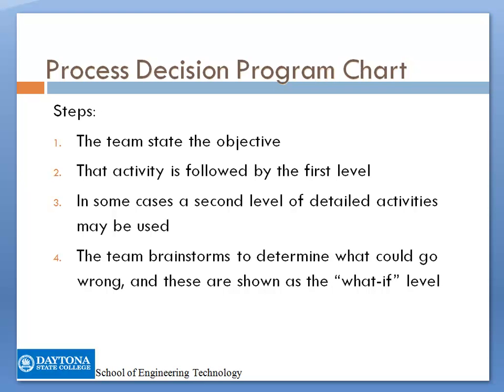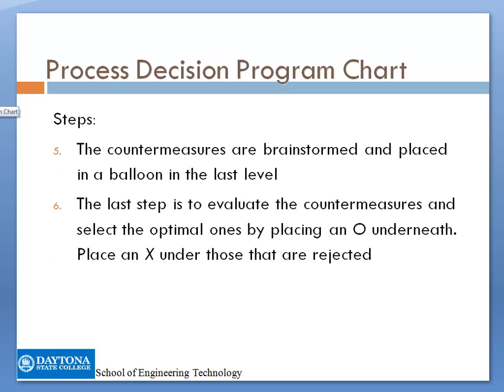The steps to build it: the team will state the objective, then the activity is followed by the first level, and in some cases, a second level of detailed activities may be used. The team brainstorms to determine what could go wrong, and these are shown as the what-if level. Then the countermeasures are brainstormed and placed in a balloon in the last level. And the last step is to evaluate the countermeasures and select the optimal ones by placing an O underneath and place an X under those that are rejected.